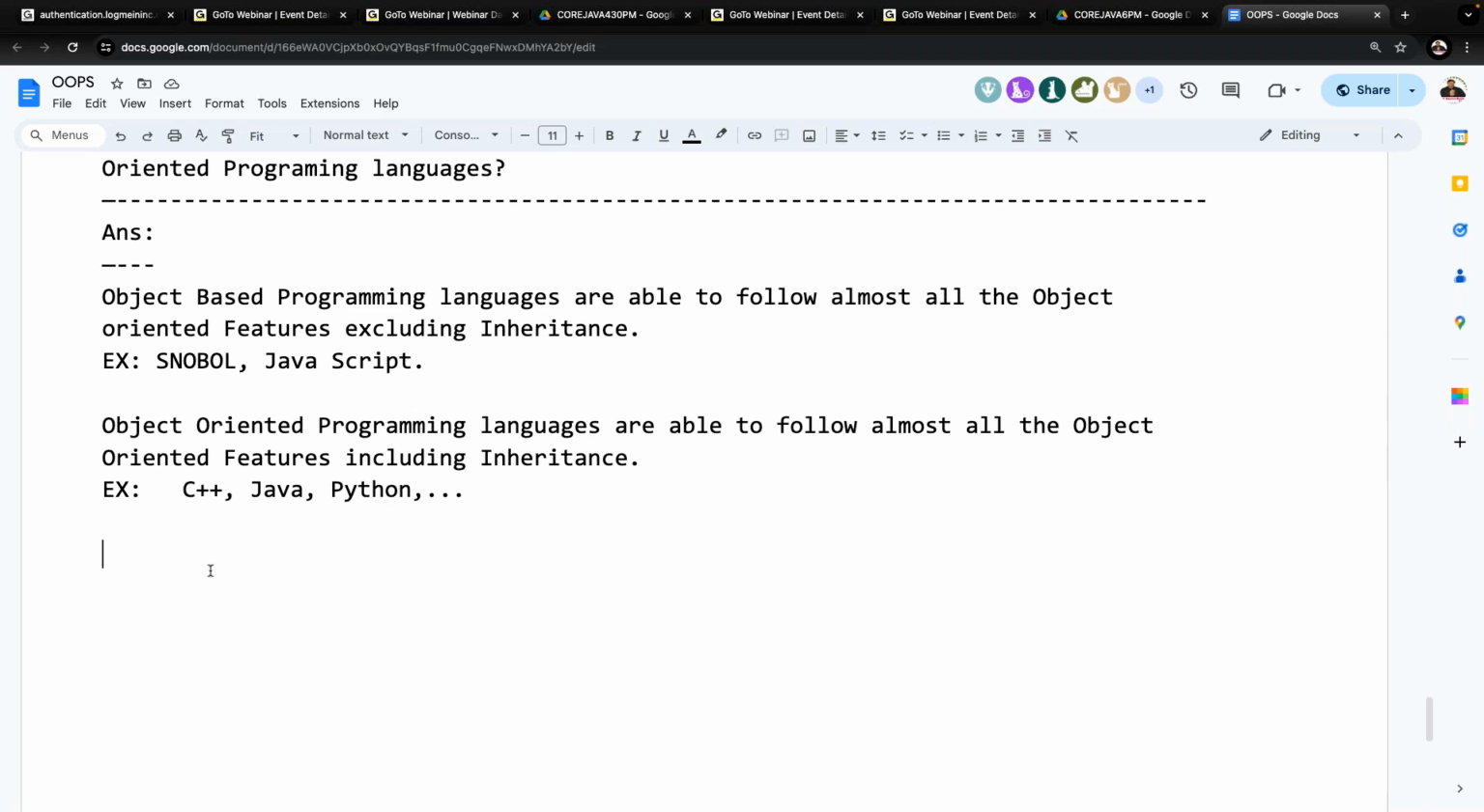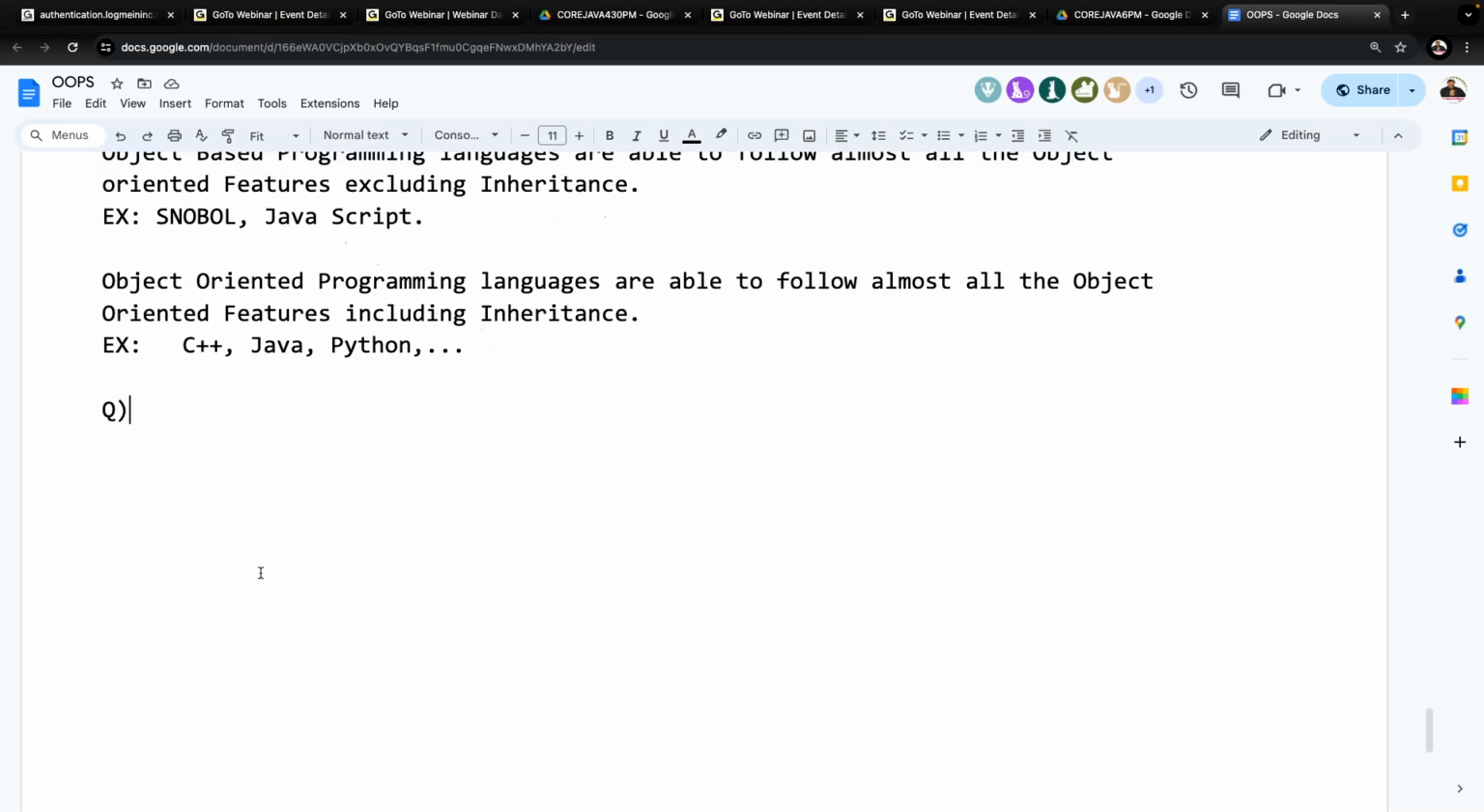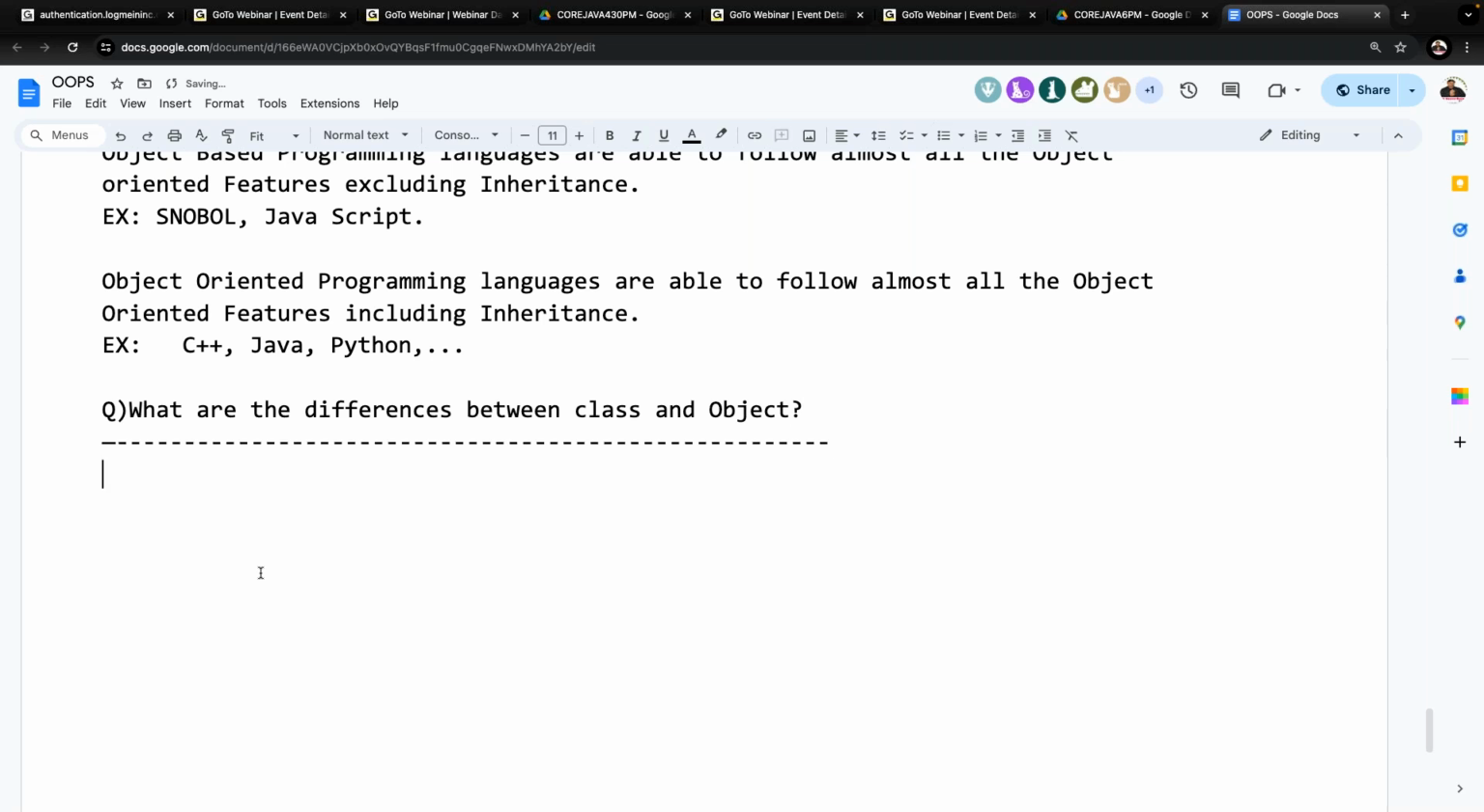Now leave this one. After that, I have one more question. This is an important interview question at fresher level. Try to put more concentration. Observe carefully. Gradually, I'm moving towards the main concepts of the object orientation. Now the concept is: what are the differences between class and object? This is the question we have to follow.